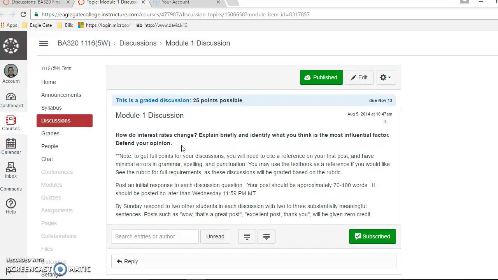Don't just pick one and say, this is what I found and this is what impacts it. It says defend your opinion, and that's what we expect. So go out there and say, I think interest rates are affected by this because I have seen this and this is why, or something like that. Give your opinion. As we say, this is your opinion. There's not really a right or wrong answer.